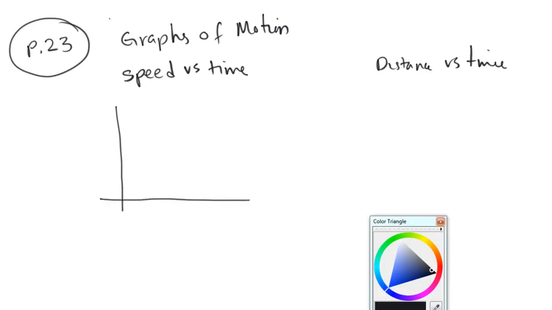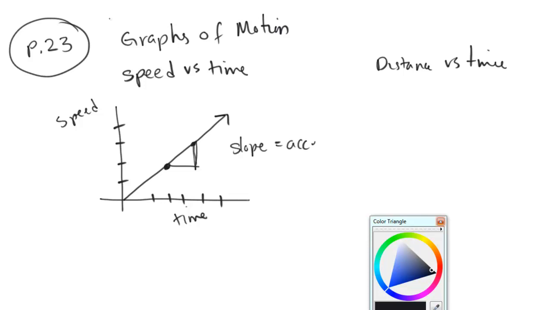For figure 2.9, if you look at the example, we have speed and we have time. As the time increases, the speed increases. And you can find the acceleration by finding the slope. So the slope is the acceleration, because, as you know, acceleration is the change in speed over the change in time, right?